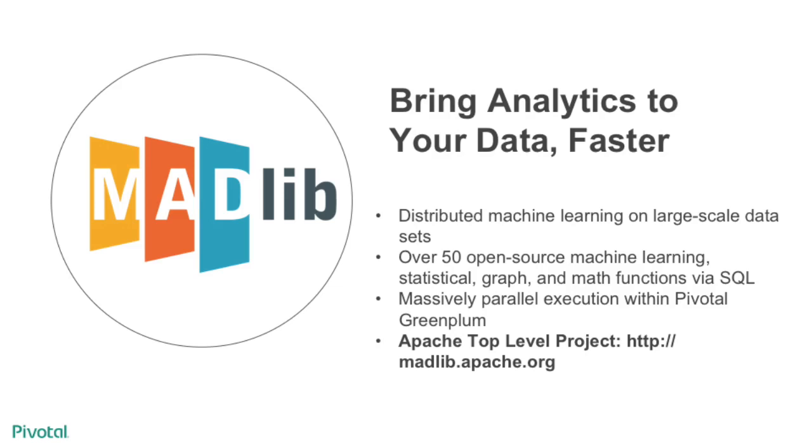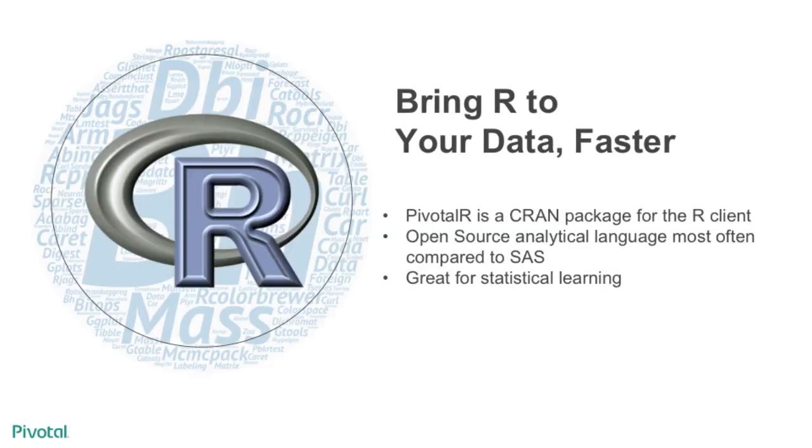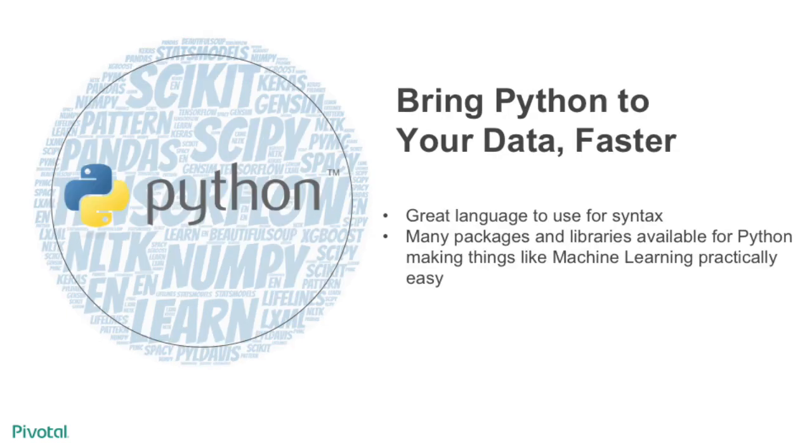It takes advantage of the massively parallel execution engine within Pivotal Greenplum. Some data scientists also prefer to work in R rather than SQL. So for that, we offer Pivotal R, a package for the R client. It takes R function calls on the client, intercepts them, translates them to the appropriate SQL, and pushes it down for processing within Greenplum. And of course, some people prefer to work with Python. That's also parallelized within the MPP engine within Greenplum.